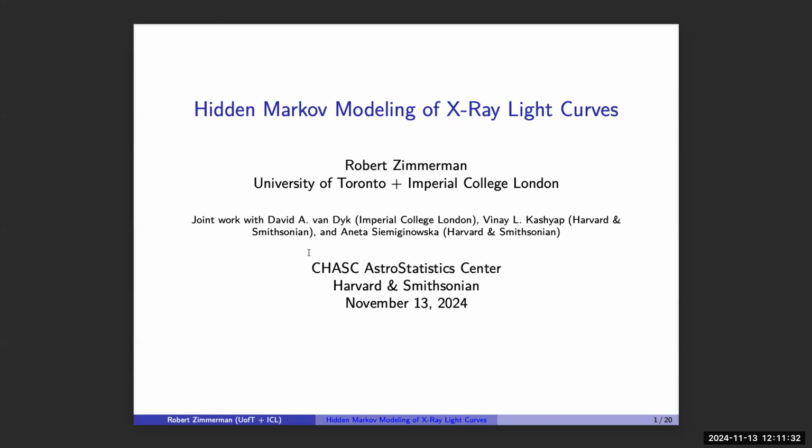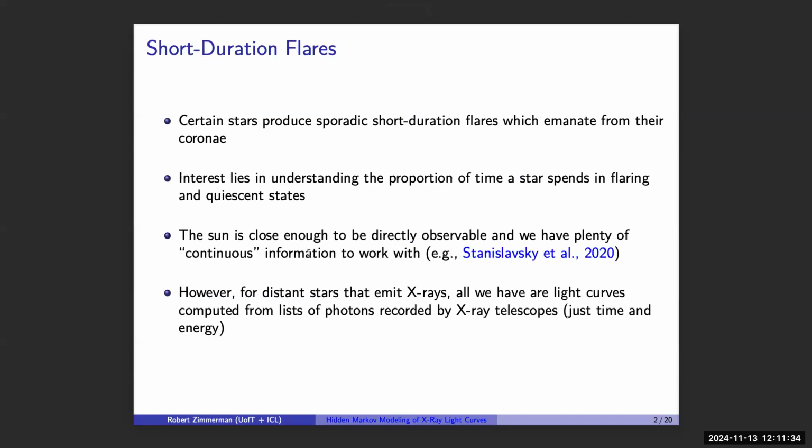Indeed. Okay. All right. So on this slide, I'm sure everyone in the room knows more about this than me, but certain stars produce these short duration flares, which emanate from their coronae. And what we're interested in doing is understanding the long run proportion of time that a star spends in either a flaring state or a quiescent state.